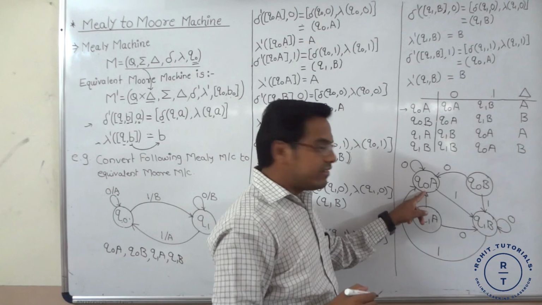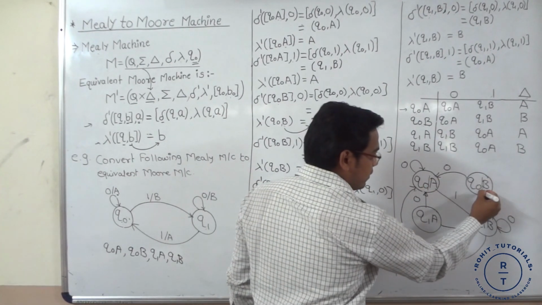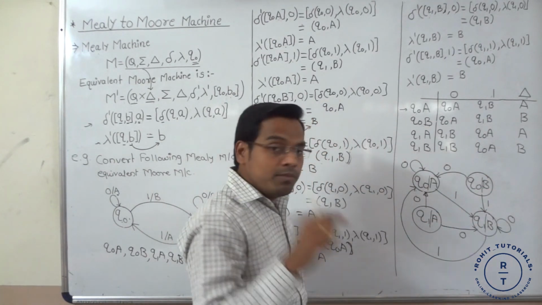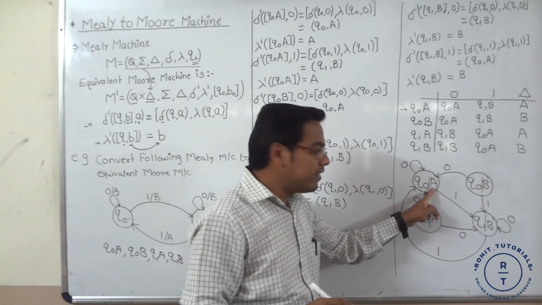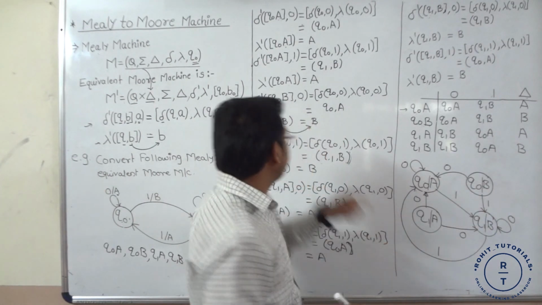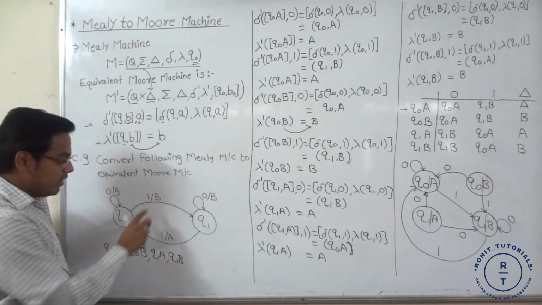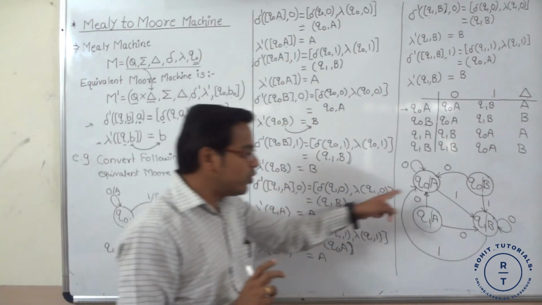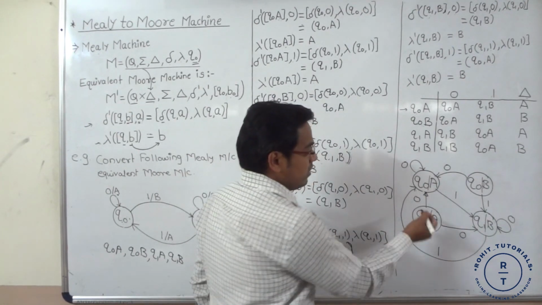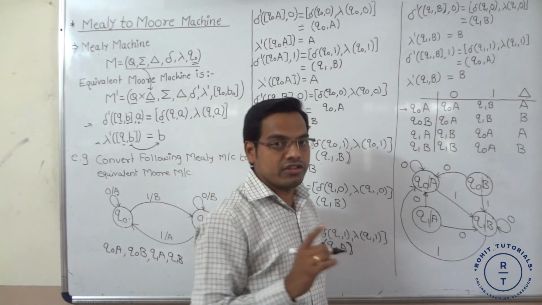So we consider here the state with the output, that is also represented by slash. Here also slash is present. So in Moore machine, state is always represented with the output, whereas in Mealy machine, input is represented with the output. So this is the state transition diagram for the generated state transition table.